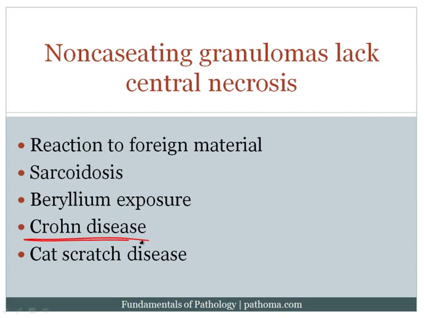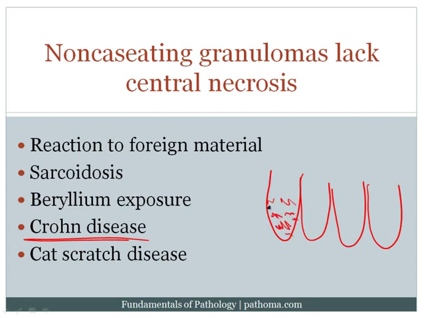And crypt abscesses basically mean that if you look at the colon, you know that the colon is made up of a bunch of crypts that line up like test tubes, and in the bottom of these crypts you get neutrophils. Those are called crypt abscesses, or a crypt abscess, and that is the histologic hallmark of ulcerative colitis, whereas the histologic hallmark of Crohn's disease is a non-caseating granuloma. And again, you have to know the histologic hallmark. It's very important to be aware of.